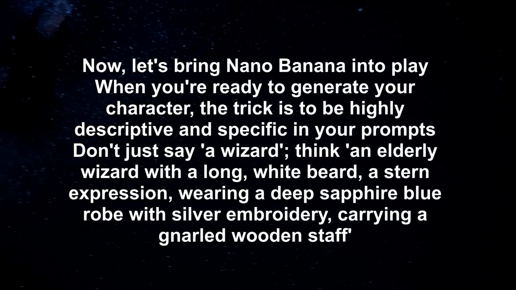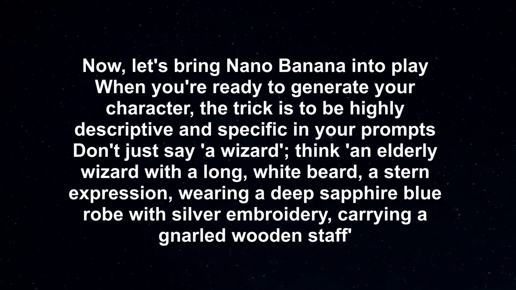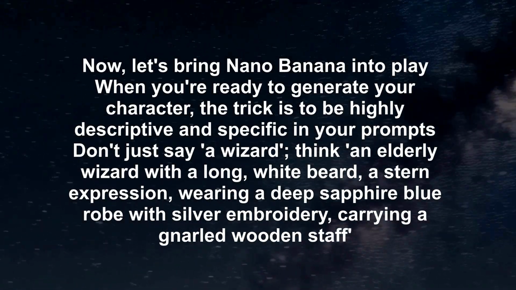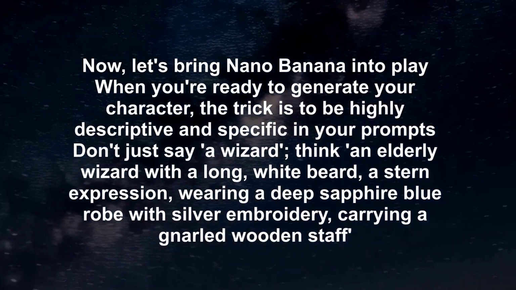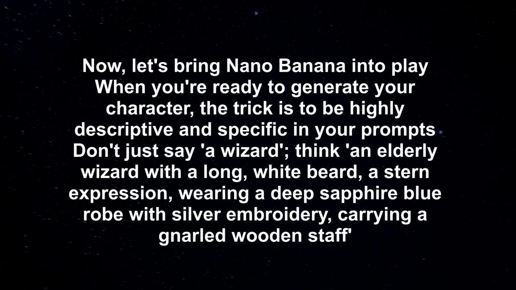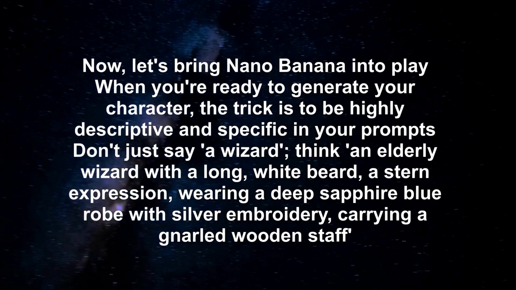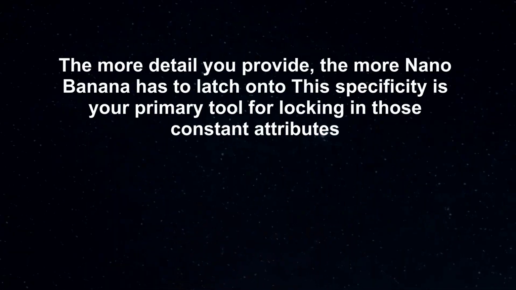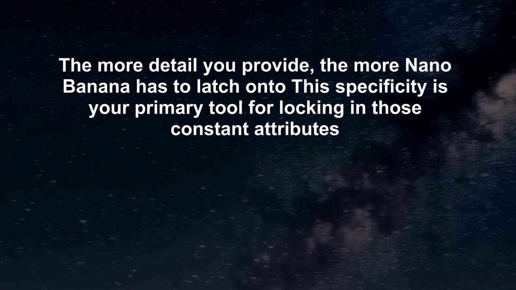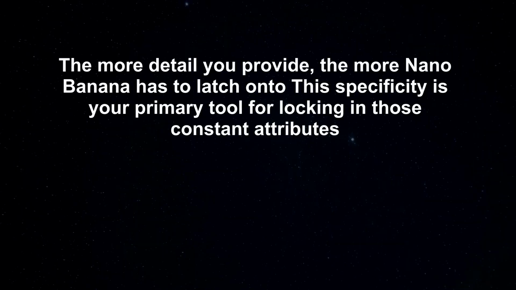Now, let's bring Nano Banana into play when you're ready to generate your character. The trick is to be highly descriptive and specific in your prompts. Don't just say, a wizard. Think, an elderly wizard with a long, white beard, a stern expression, wearing a deep sapphire blue robe with silver embroidery, carrying a gnarled wooden staff. The more detail you provide, the more Nano Banana has to latch onto. This specificity is your primary tool for locking in those constant attributes.